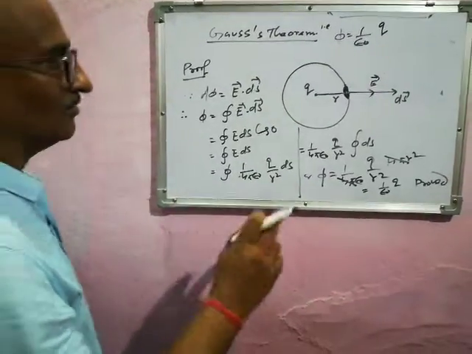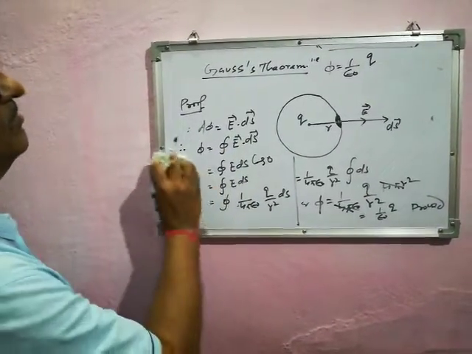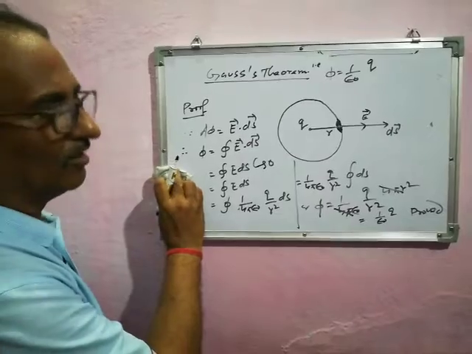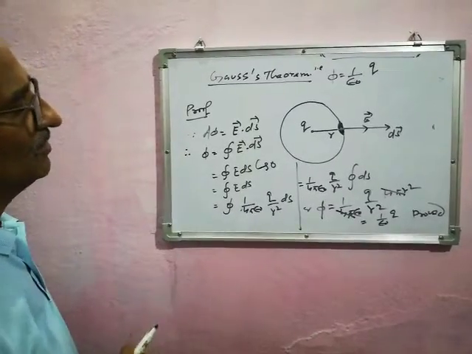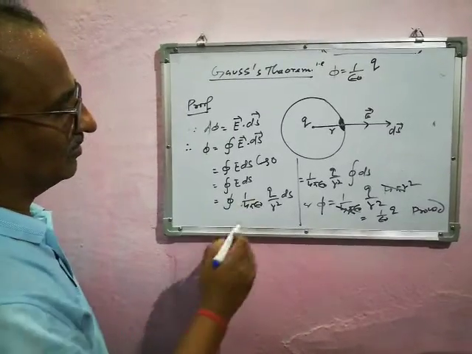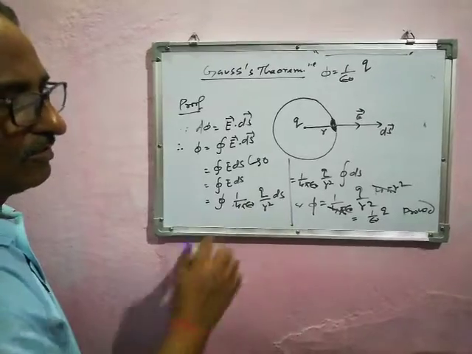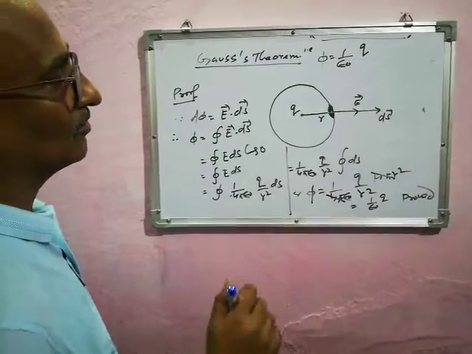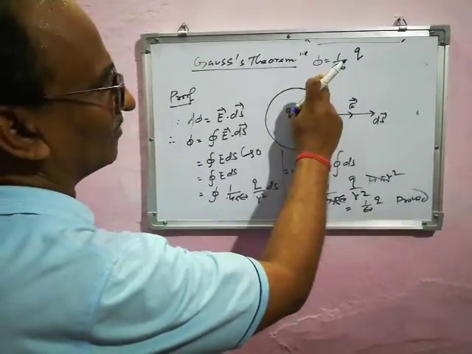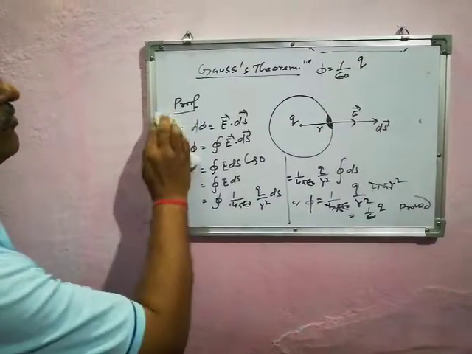Now we learned how to derive Coulomb's law using Gauss's theorem. Here we have proved Gauss's theorem with the help of Coulomb's law. This expression is obtained from Coulomb's law. Now using Gauss's theorem, that is flux is equal to 1 by epsilon naught q, we deduce Coulomb's law.